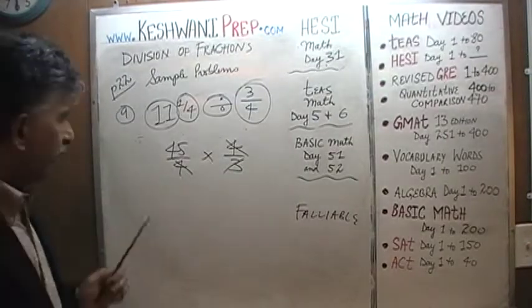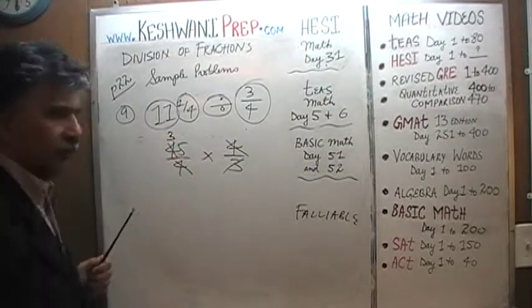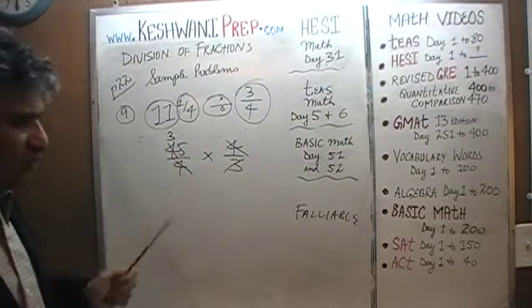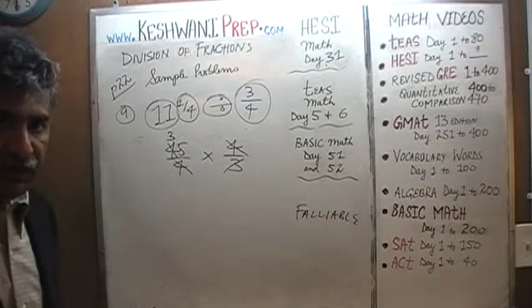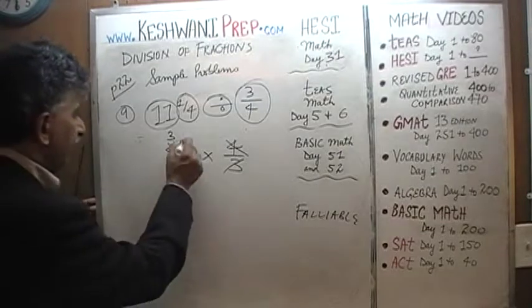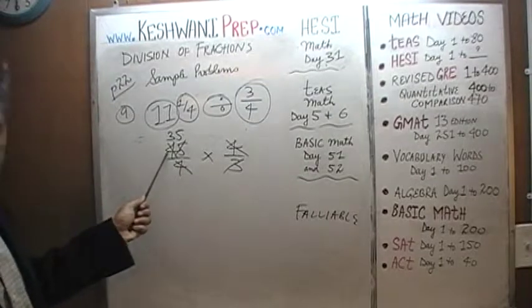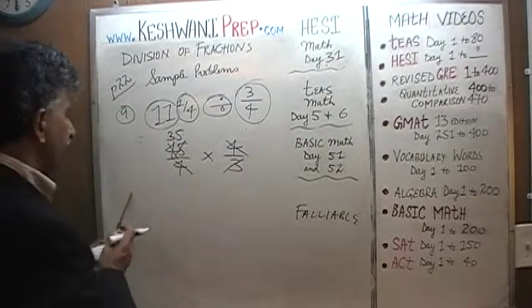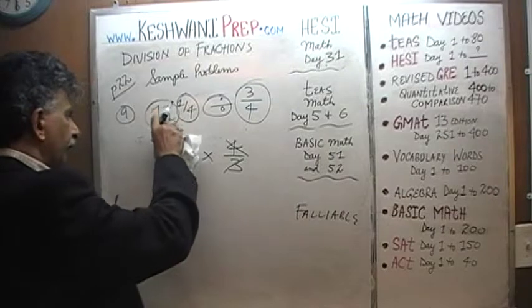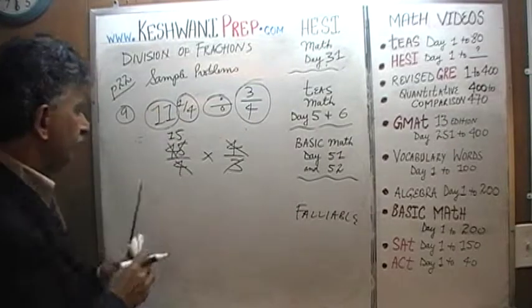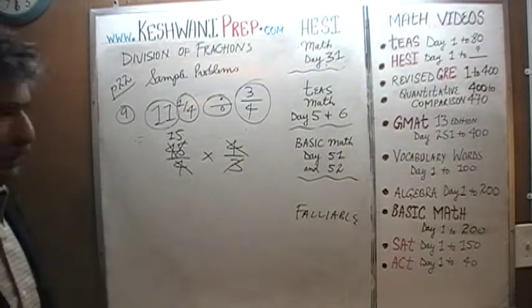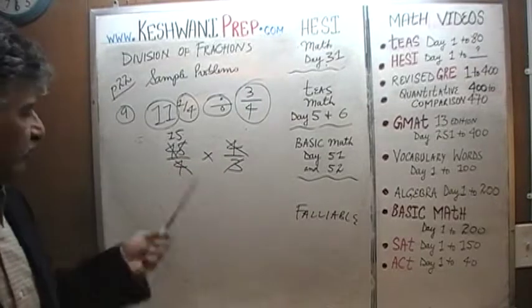How many 3's does 4 have? 4 has one 3. The remaining one goes and joins the 5 and becomes 15. How many 3's does 15 have? 15 has 5. So 45 divided by 3 is 15, which is exactly what we said the answer is going to be. The answer is going to be 15.